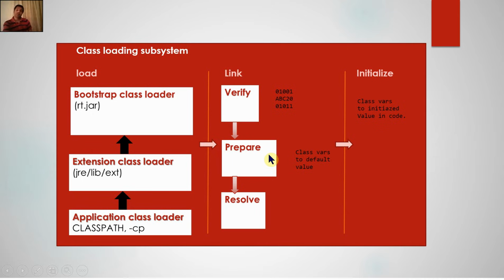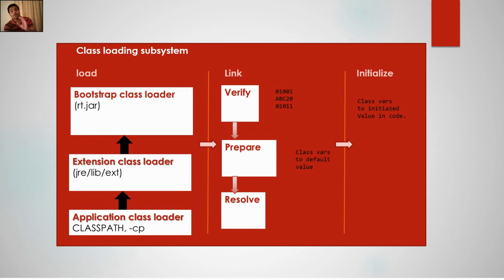So the prepare step is the place where memory is allocated for the static variables inside a class file. So you might have a private static integer or something like that, right? So it's a class level variable. The memory for that class level variable is allocated in the prepare phase. The most important point that you should note at this point is that it's only memory allocation that is happening, and that is only for the class variables, not for the instance variables.